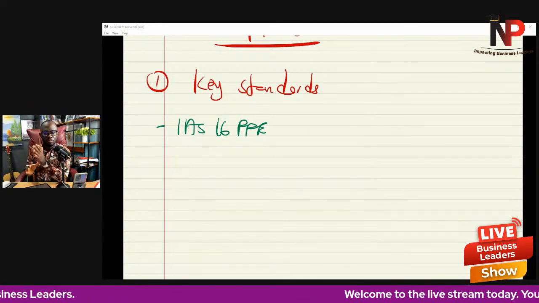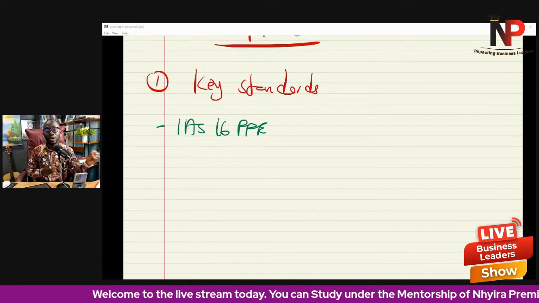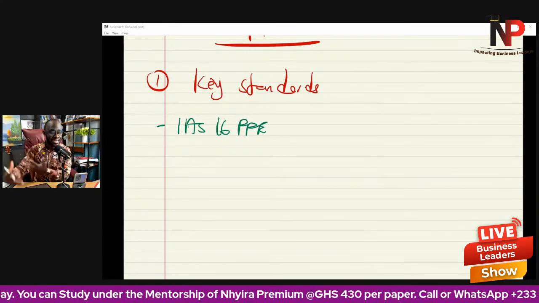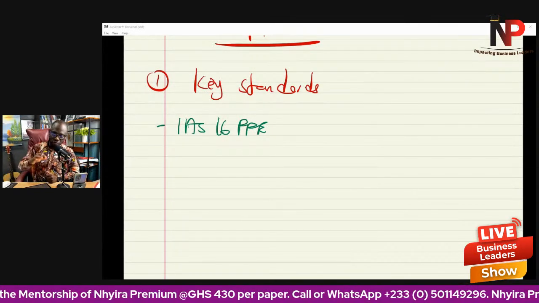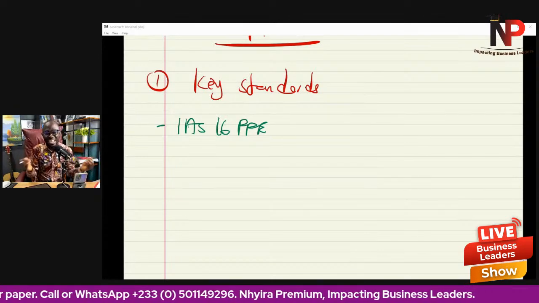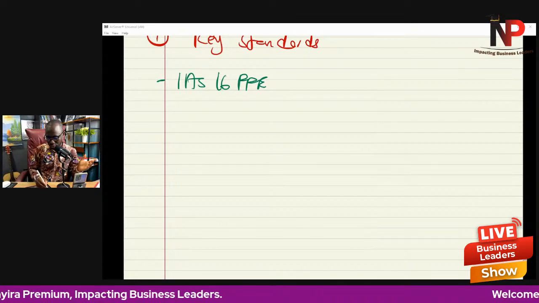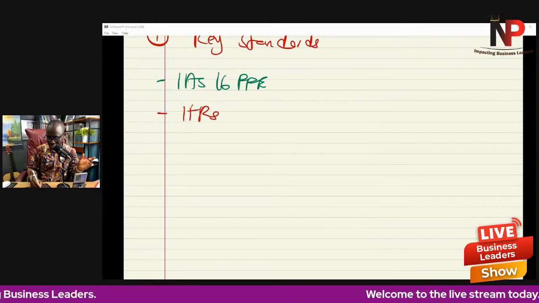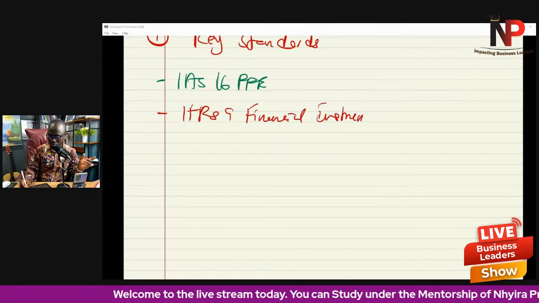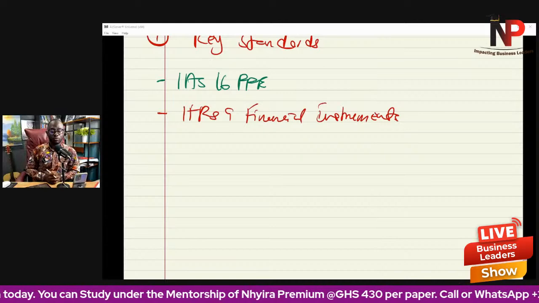Now, when you are learning property, plant and equipment, don't look at it on its own. There are a couple of standards that are connected to IAS 16. Before you conclude and say, now I understand IAS 16, note that it is connected with other standards. I'm going to get into that in a moment. Number two, IFRS 9, Financial Instruments.